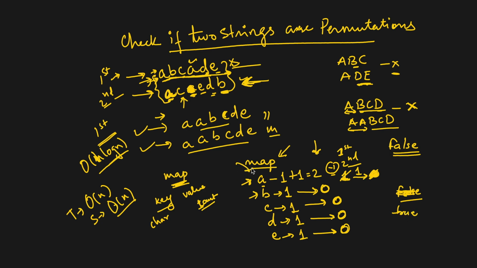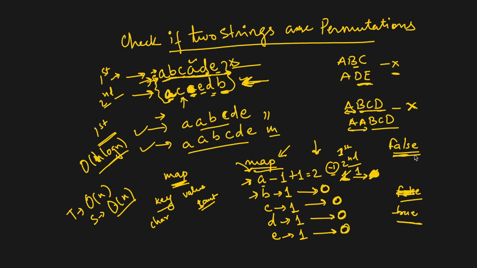So once we are done with the iteration, check the map. If all counts are 0, return true. That means the strings are permutation of each other. Okay, if any of the counts is not 0, return false.